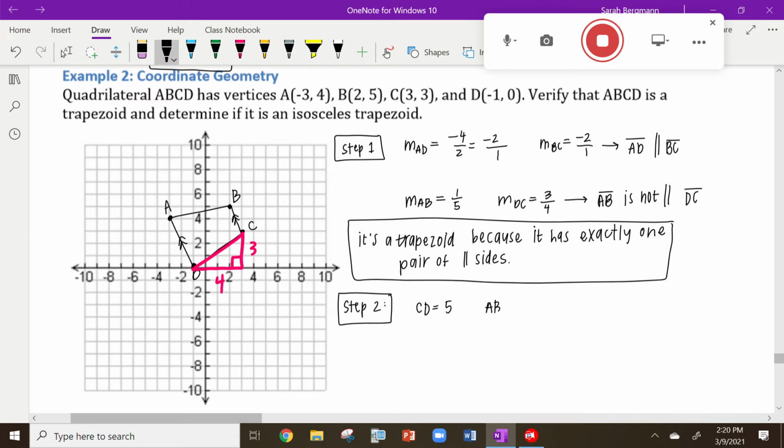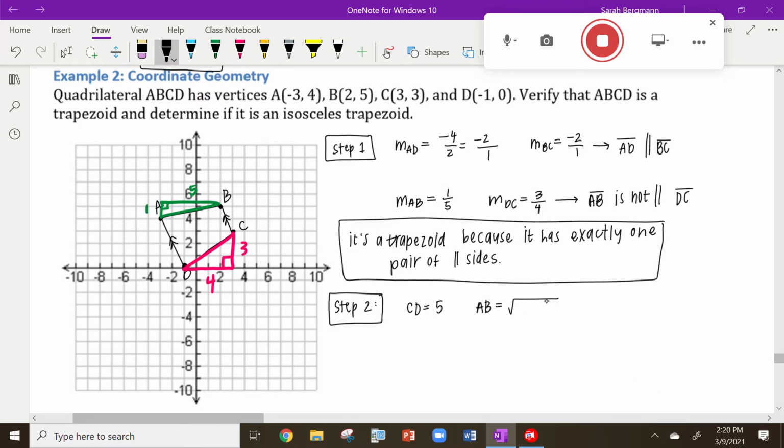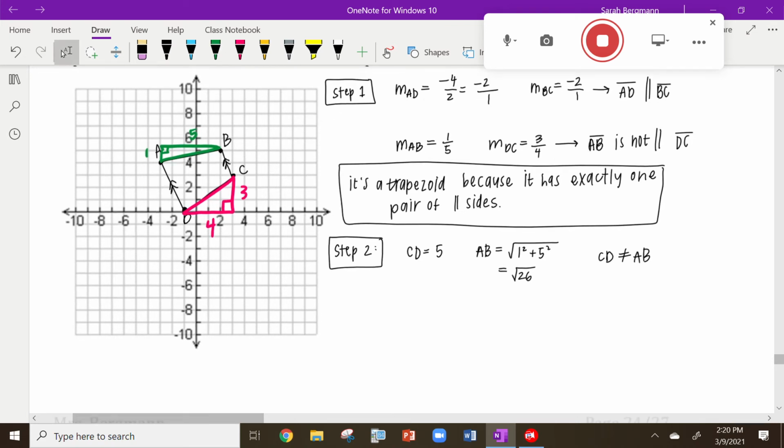Now let's find the length of AB. Again, draw a right triangle. This time it has legs of 1 and 5. Remember, the numbers are the same as the slopes. So to find the length of AB, I can do the square root of 1 squared plus 5 squared. That gives me the square root of 26. CD is not equal to AB. That means that it's not an isosceles trapezoid.